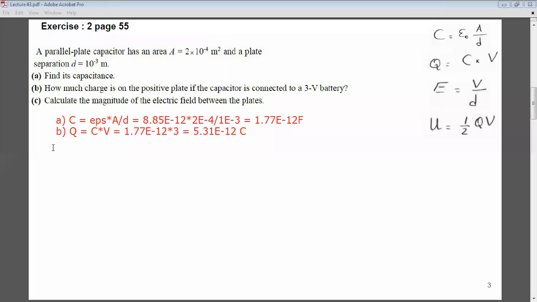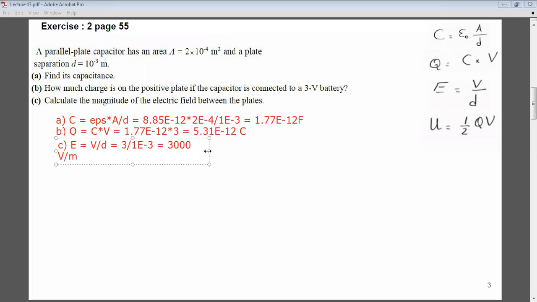Okay. Part B, part C. Calculate the magnitude of the electric field between the two plates. So what is E? E is V over D. This is equal to V, which is 3, divided by D, which is 1 e to the minus 3. And this will give me 3000 volts per meter.